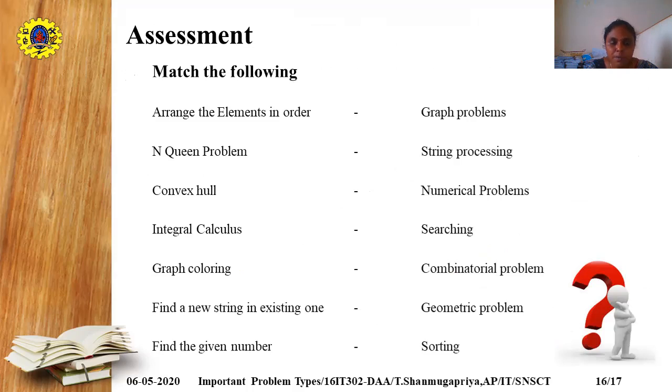Convex hull is represented using points, so it belongs to geometric problems. Integral calculus is a numerical problem. Graph coloring is a graph problem. Finding a new string in an existing string is string processing. Finding a given number belongs to searching.